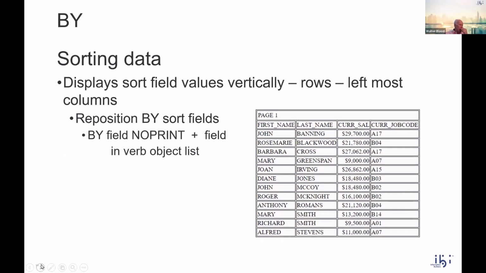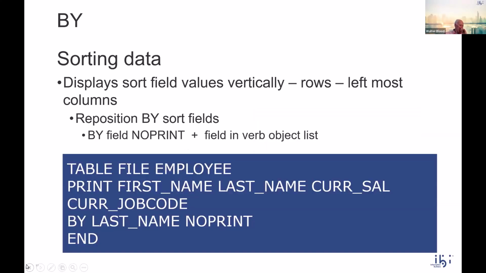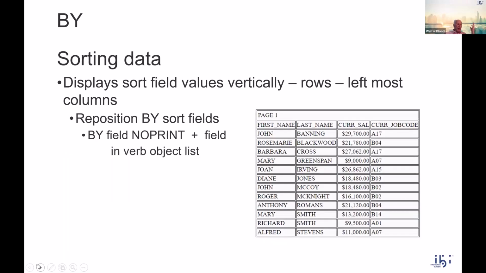I've NOPRINTed the actual sort field, and the sort field in this case happens to be last name. So I want it sorted by last name, but I want to see first name in my leftmost column. And that's exactly what I do. You see that my last name is my sort column, but I'm actually showing that in the middle.